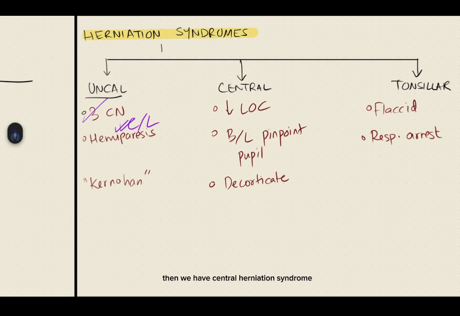Then we have central herniation syndrome, which manifests with low level of consciousness. The patients can have bilateral pinpoint pupils or even normal sized pupils, but the posturing that they adopt initially is decorticate posturing. Tonsillar is a third type of herniation and usually one of the most fatal ones because the brainstem here gets compressed. The patients will have flaccid quadriplegia with respiratory and then cardiorespiratory arrest and death.